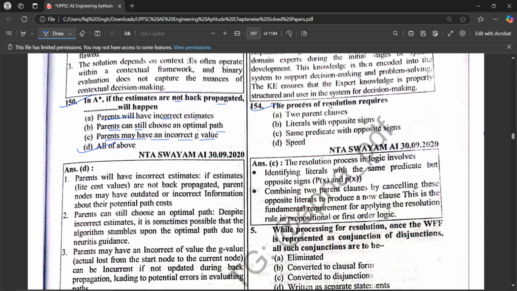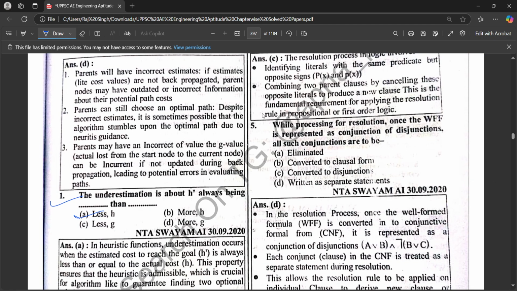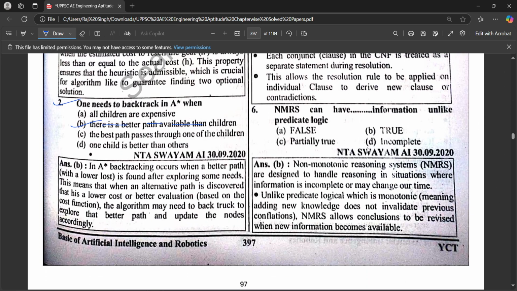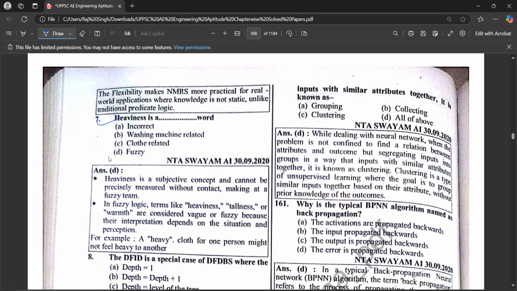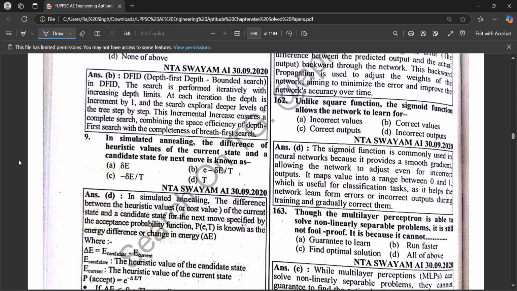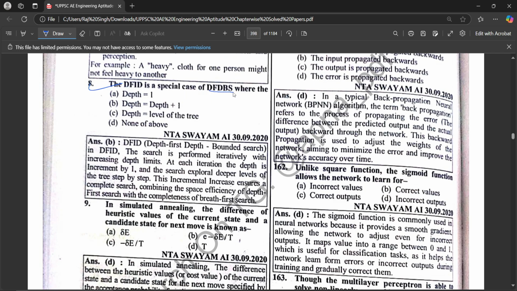Knowledge engineer. The process of resolution requires the same predicate and opposite sign. While processing for resolution, once the WFF is represented as conjunctions of disjunctions, such conjunctions are to be written as separate statements. An MRS can have index information, unlike predicate logic. True. Iterative deepening is a depth-first search. DFID is a special case of DFDBS where the depth is equal to depth plus 1.